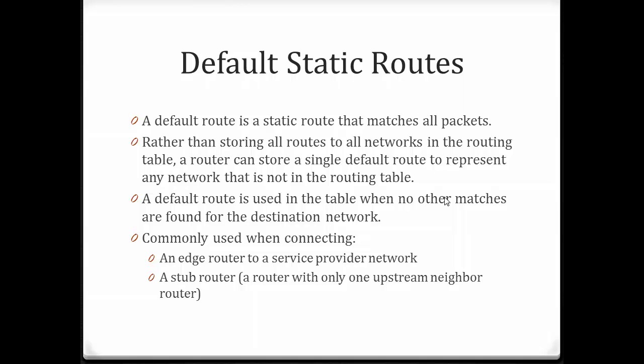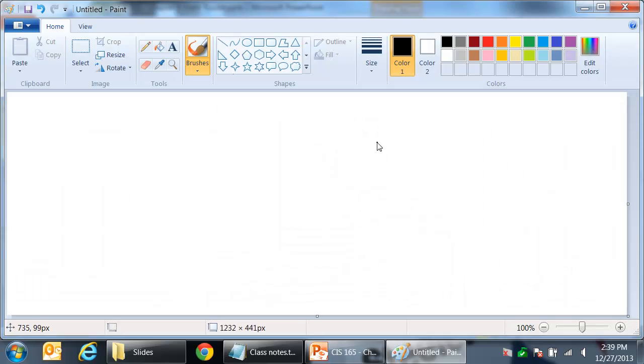This is commonly used when we're connecting an edge router to a service provider network, like the internet, or a stub router, as we had in that very first example, to get to its upstream neighbor. So a very common scenario where I may see a default route is in a situation where I have a router connecting to a local area network here. Just draw a switch here quick.